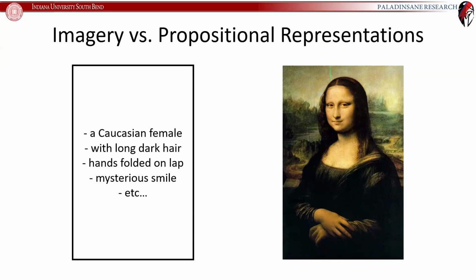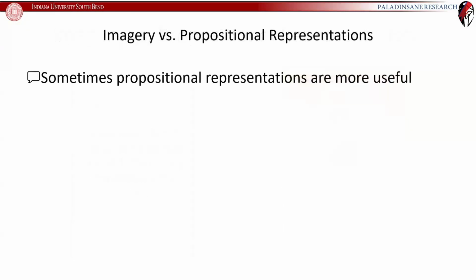Specifically, a picture of the Mona Lisa is way better at helping people understand what the Mona Lisa looks like than a series of propositions. On the other hand, sometimes propositional representations are more useful. We touched on this a little bit when we were looking at metaphors. This is more for linguistic metaphors. As it turns out, some metaphors are more understandable and communicate better in linguistic propositional form than they can in imagery form.